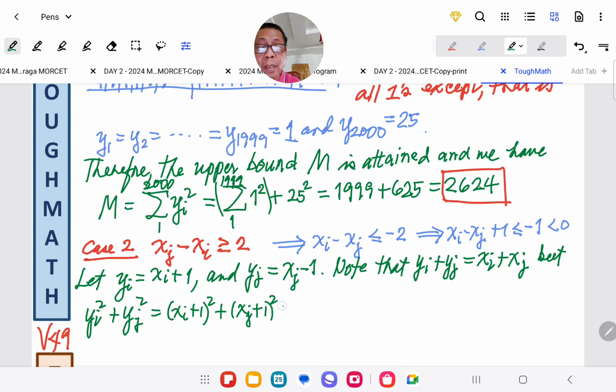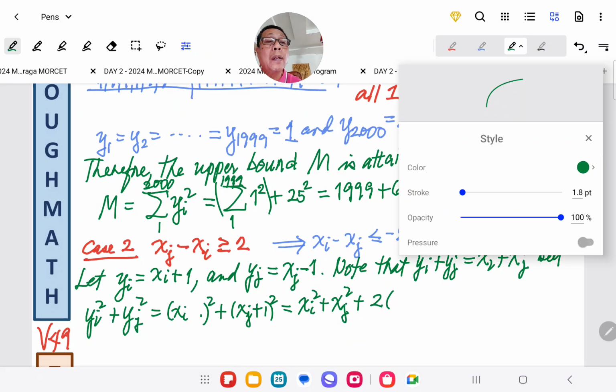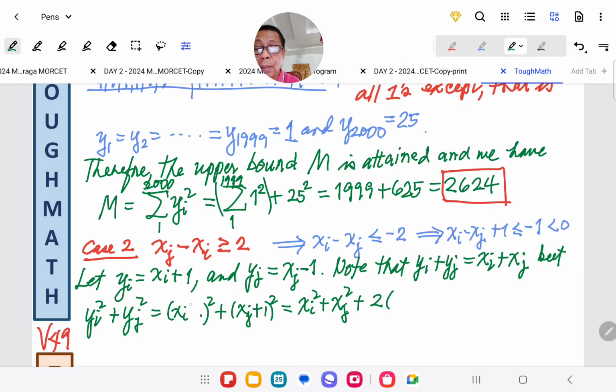And this gives us x sub i squared plus x sub j squared plus 2 times x sub i. This one here is minus, so this one here is minus 1, not plus 1. Okay, so minus 2 x sub i.